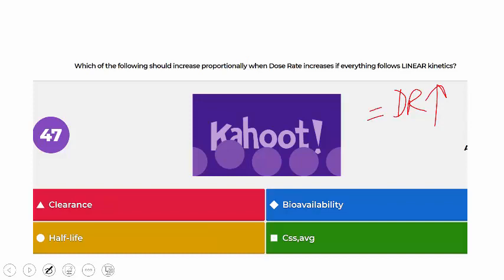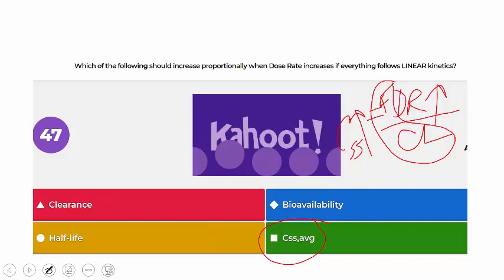Well, dose rate is a determinant of CSS average, isn't it? It's bioavailable dose rate over clearance, right? So what should increase as dose rate increases? Well, CSS average, right? So we know CSS average is true. If dose rate is increasing, then CSS average would increase proportionally as long as bioavailability and clearance are remaining constant, right? So CSS average is absolutely true.